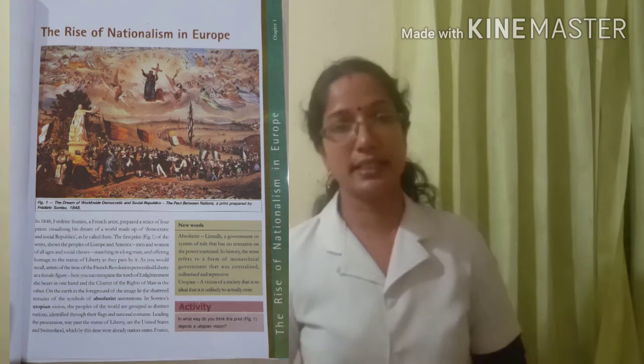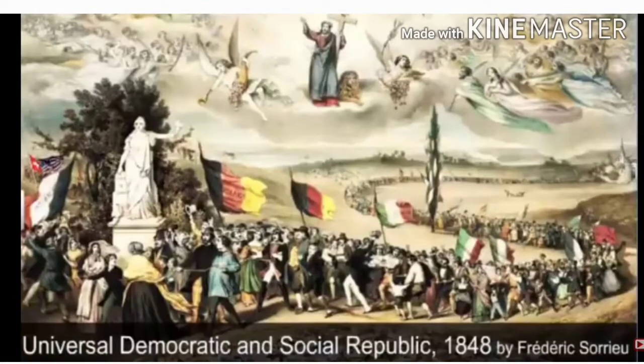We can study in detail. Look at the textbook. Dear children, this is the first print of Frederick Sorrieu. Describe Frederick Sorrieu's vision of the world depicted in his painting in 1848. This is a very important question. The first print shows the people of Europe and America marching in a long train with different flags.